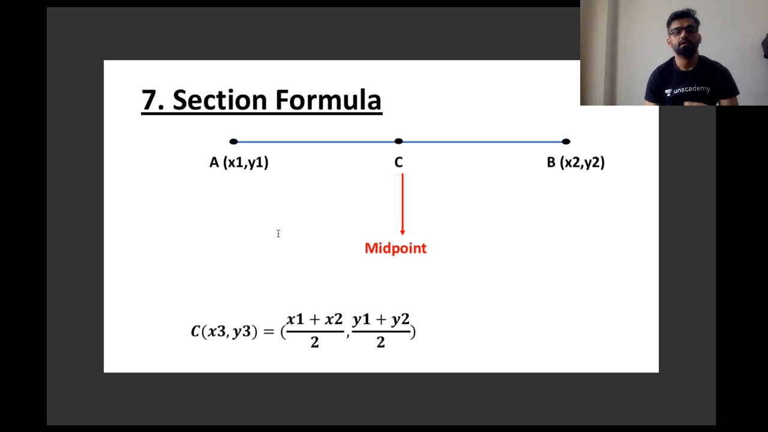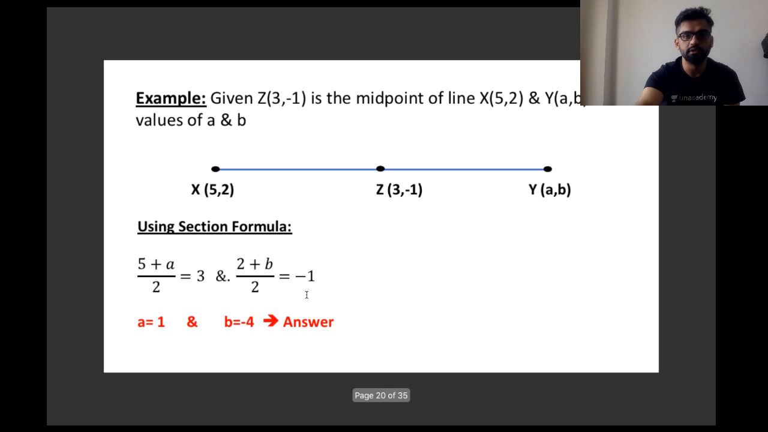The coordinates of this midpoint are going to be the average of the abscissa and the average of the ordinate. So the abscissa of this midpoint is going to be the average of the abscissa of the 2 extreme points, that is A and B, and the average of the ordinate of these extreme 2 points. So C (x3, y3) is going to be equal to (x1 plus x2 upon 2, comma, y1 plus y2 upon 2).